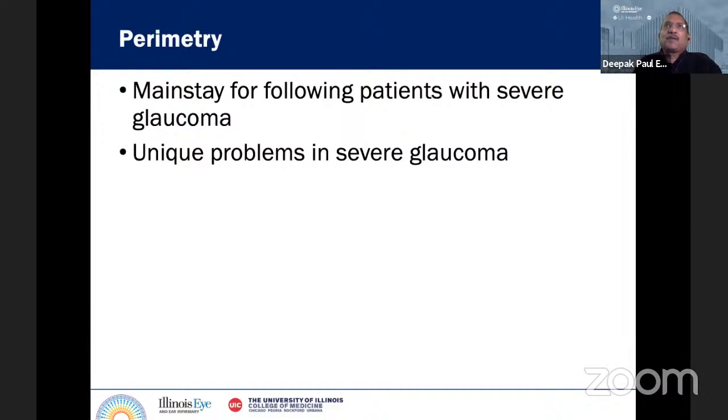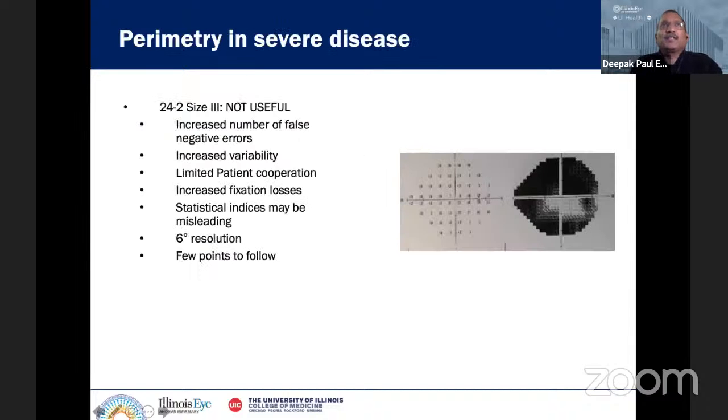But there are unique problems in patients with severe glaucoma and visual fields, and I'll point some of those out to you. The 24-2 size 3 object is not very helpful in severe disease because very often there's an increased number of false negative errors. There's a great degree of variability, limited patient cooperation, and increased fixation losses. The indices might be misleading, and the resolution of the central field is not good, and there are very few points to follow.